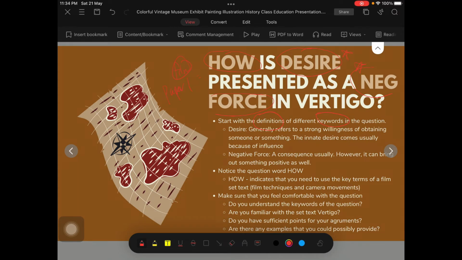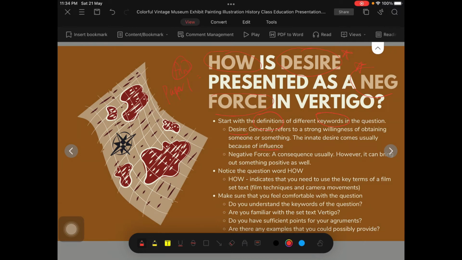Now, you have to make sure that your definition is in line with the essay that you write. For example, I have written: desire is generally a strong willingness of obtaining something or someone. It is the innate desire that usually comes because of the influence around the character. So this is my definition of desire, and this is how I'm going to get the points in my essay.